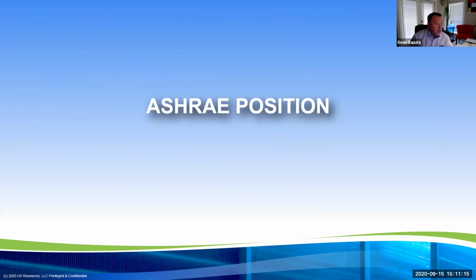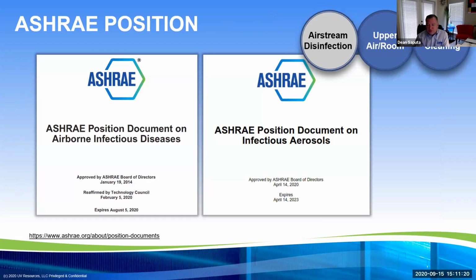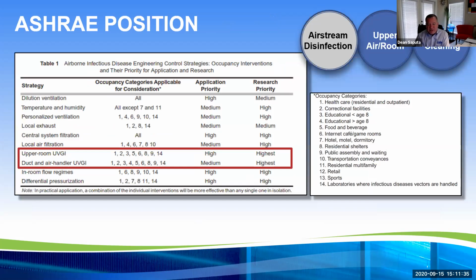ASHRAE has position documents currently on the application of UV. ASHRAE's position document on airborne infectious diseases, and then ASHRAE's position document on infectious aerosols. The infectious aerosols has just taken over for the infectious diseases. Same information that's in there. Basically, what they're saying is if you're looking at certain facilities like healthcare, correctional, education, hotel, retail, these are the strategies, engineering controlling strategies that we recommend through ASHRAE.